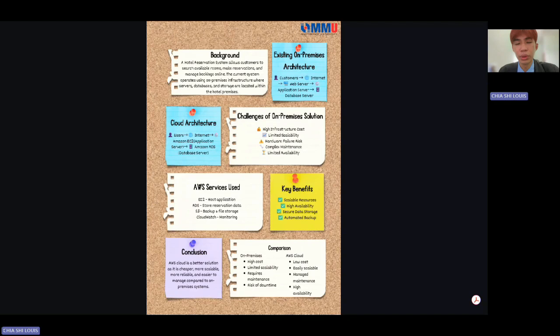Next, I will move to the AWS services. To overcome these challenges, we propose a cloud system using AWS services. First of all, I will talk about Amazon EC2. The first service is Amazon EC2, which stands for Elastic Compute Cloud.